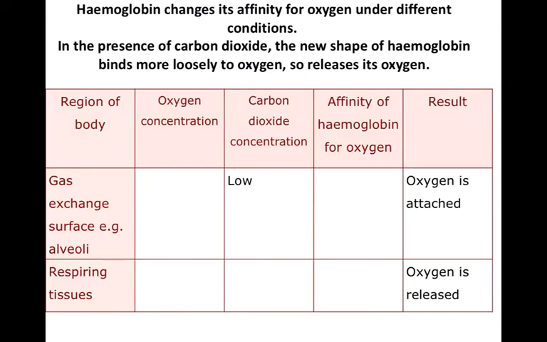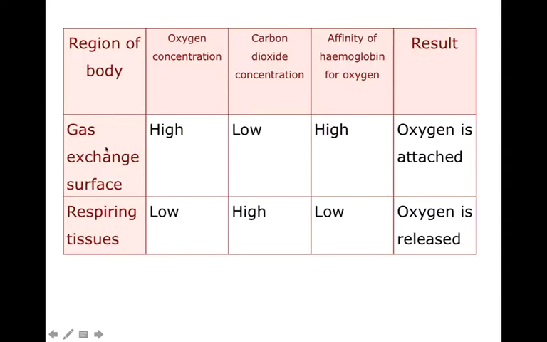So in terms of changing its affinity for oxygen, at the gas exchange surface, this is at the lungs, if you've got a high concentration of oxygen and a low concentration of CO2, the affinity of the hemoglobin is really, really high. And so this means that you're going to attach loads of oxygen to each hemoglobin. Now at respiring tissues, the oxygen concentration is low, CO2 is high, the affinity is much lower, and so the oxygen gets released. So this attachment means association, and this one means dissociation.